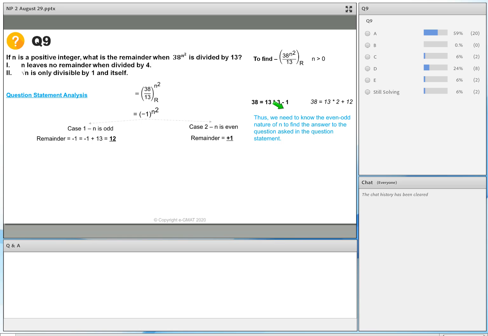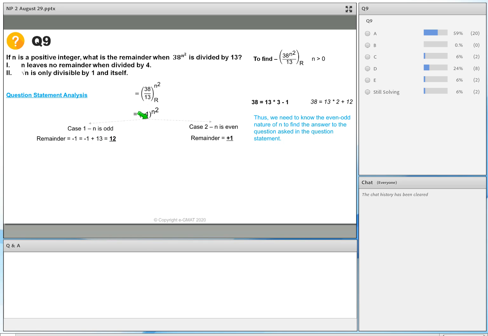Whenever it's powers, it's much better to have minus 1 instead of having a 2 or any bigger number. Now, this is the remainder, which depends on the power, n squared, right? If n is odd, n squared is also odd, then it'll be minus 1 to the power something odd. Remainder will be minus 1. But I can't leave my final remainder as minus 1. I have to add the divisor 13 to it. So my final remainder here will be 12 if n is odd.